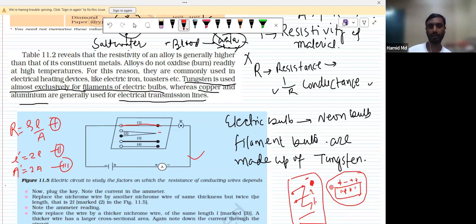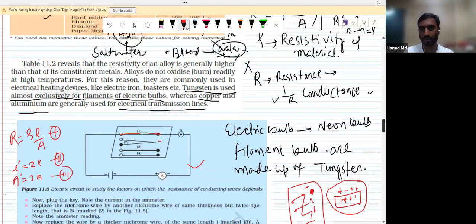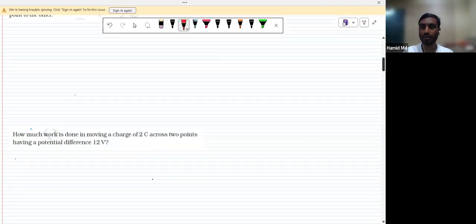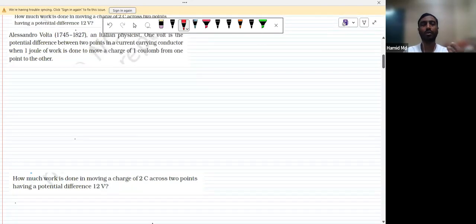So these are the practical working circuits with given standard symbols, right? Yes, sir. So what is the work done in bringing one unit of charge from one point to another point? Or what is the electric potential?